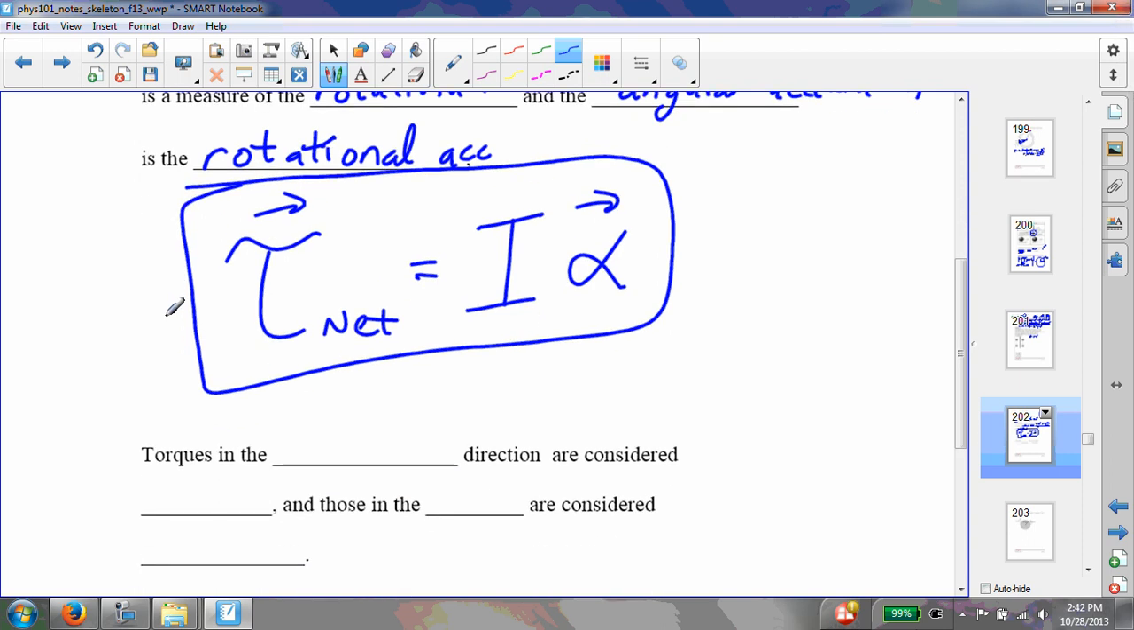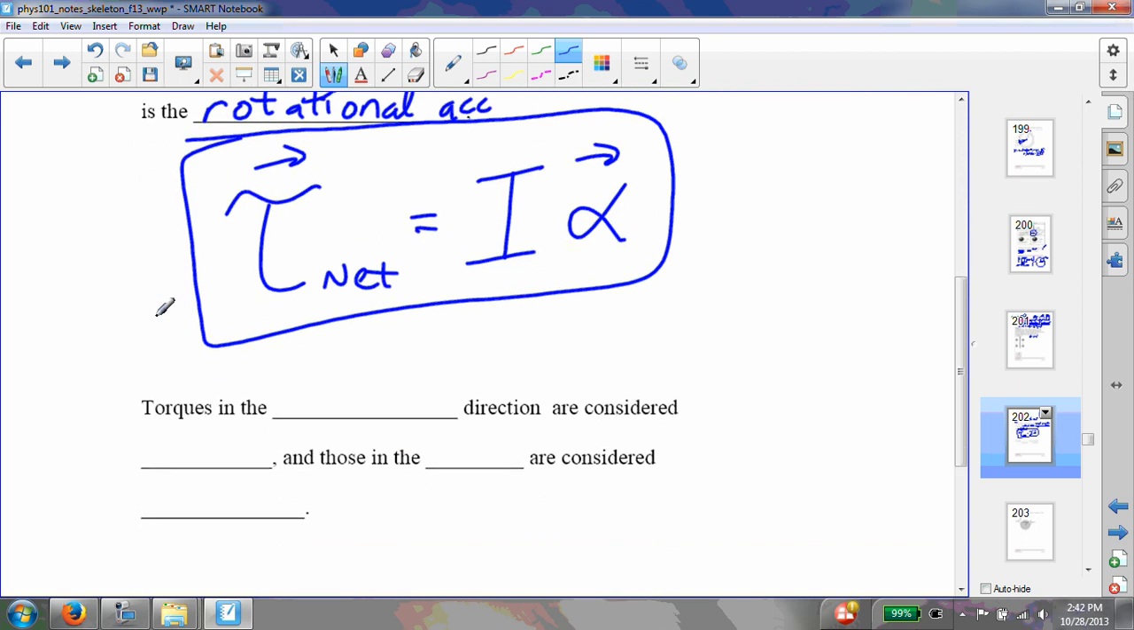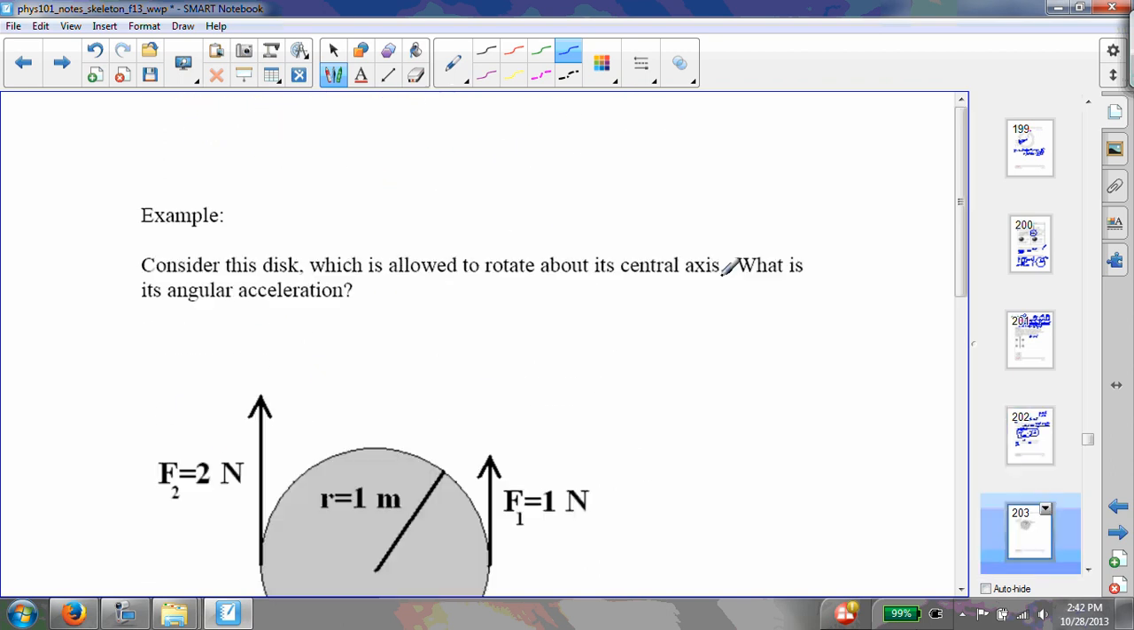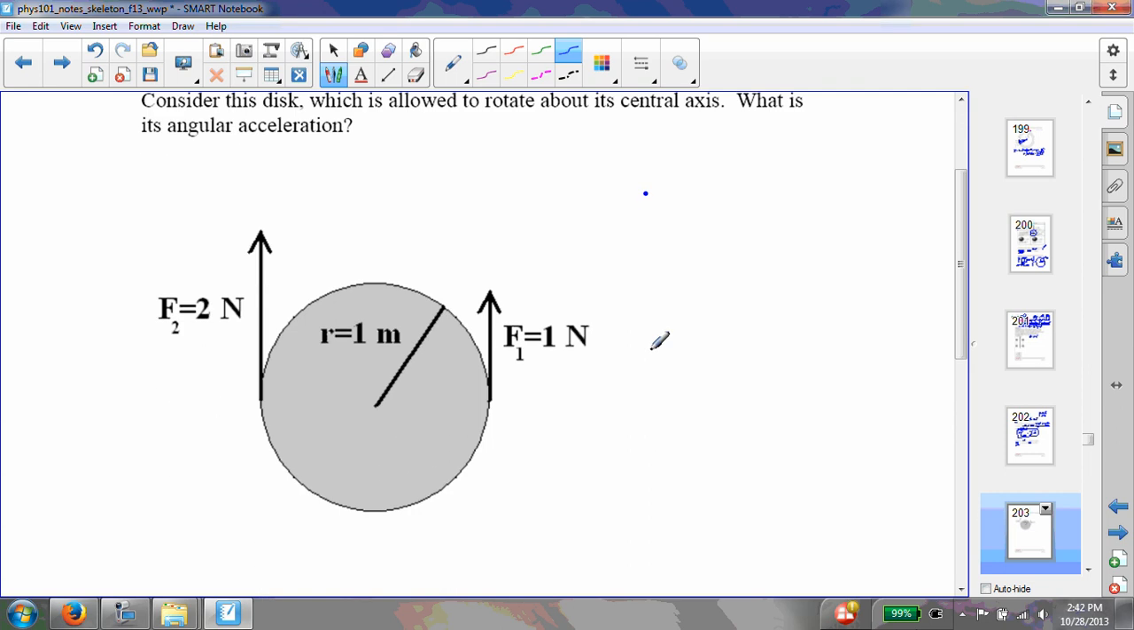Now, don't forget that torques in the clockwise direction are considered negative, and those in the counterclockwise direction are considered positive. That'll be important in this example. So let's consider a disk that is allowed to rotate about its central axis, and I just want to know, what is its angular acceleration? I have two forces that are causing it to move in different directions, and it's rotating about this axis.